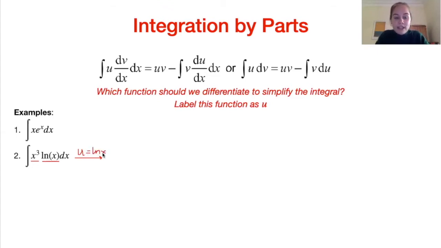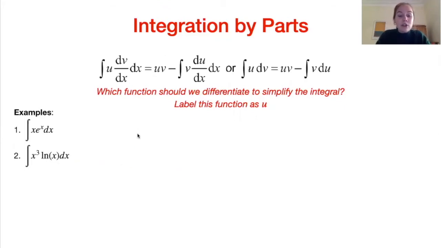Well, if we take ln of x as the function which we differentiate, then we'll get an integral which is going to look something like, well, integrating x cubed would be x^4/4 times the derivative of u, which is 1/x. Okay, well, that's a really nice integral, right? That's just the integral of x to the power of n with some constant. We know how to solve that. Okay, so we've established that we want to take u equal to ln of x, because that gives us the integral which is easy to solve using the formulas in our formula booklet.